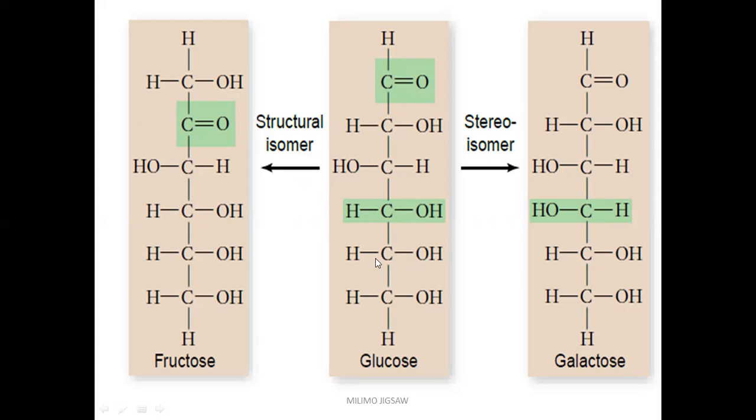Fructose is a structural isomer to glucose. Remember, fructose is a ketose, it has a ketone functional group, while glucose is an aldose, or has an aldehyde functional group. So it makes fructose a structural isomer to glucose. And then galactose is a stereoisomer to glucose.